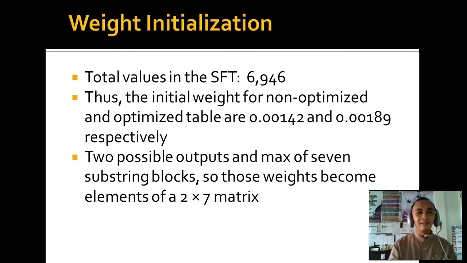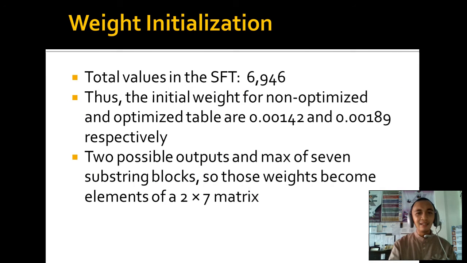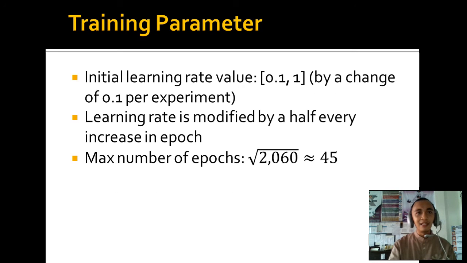Because there are 2 possible outputs and maximum of 7 substring blocks, and as can be seen here, those weights become elements of a 2 by 7 matrix. The training parameters are initial learning value is between 0.1 and 1 by a chain of 0.1 per experiment. So there are 10 experiments total. The learning rate is modified by a half every increase in epoch.